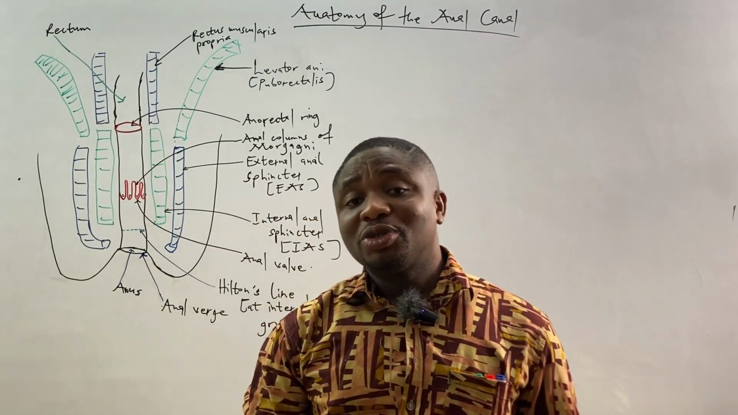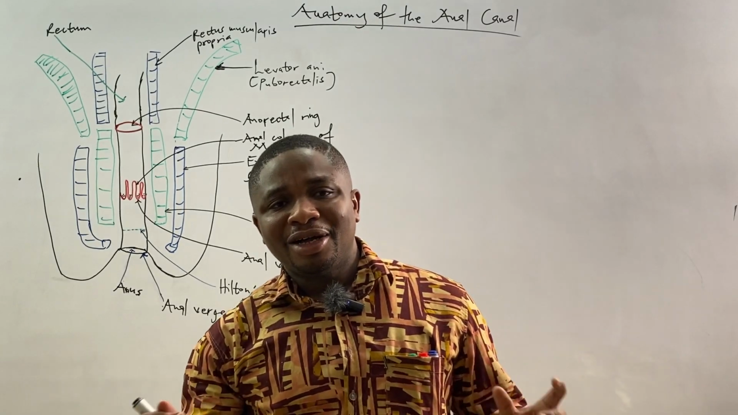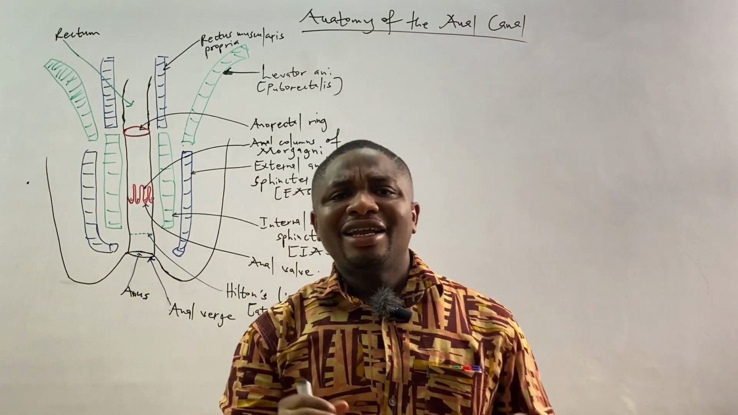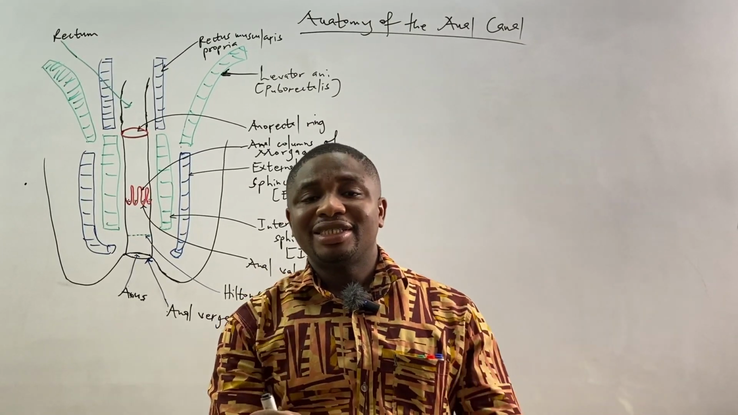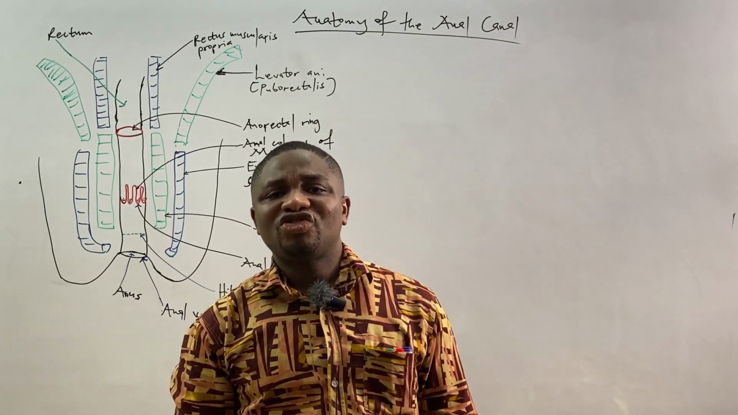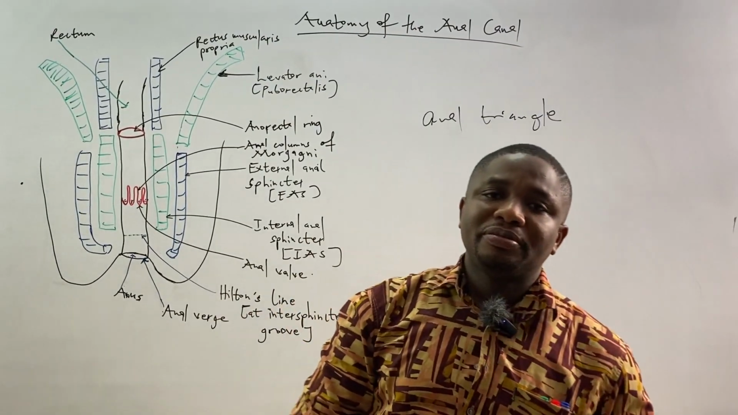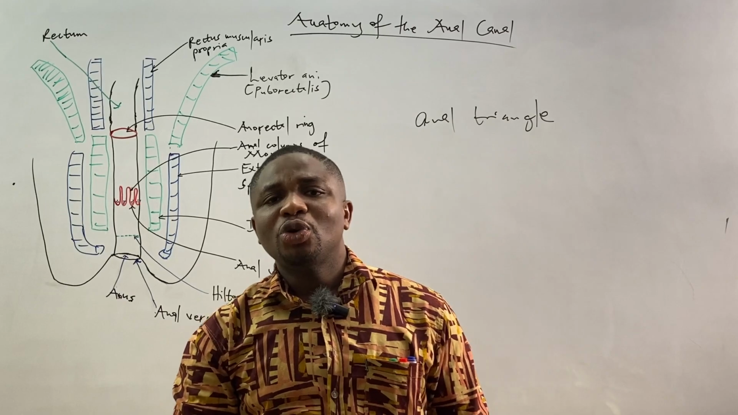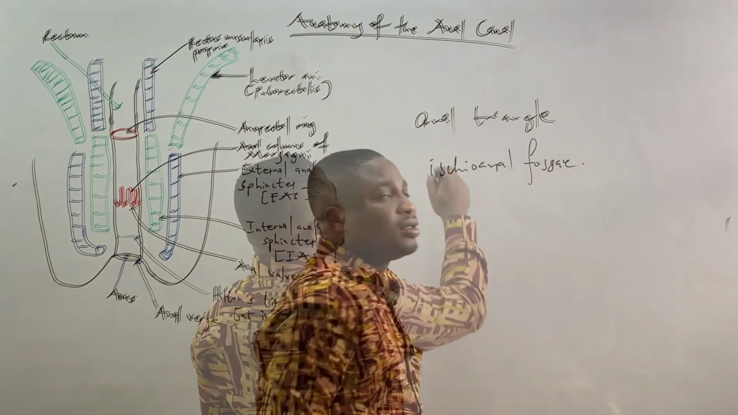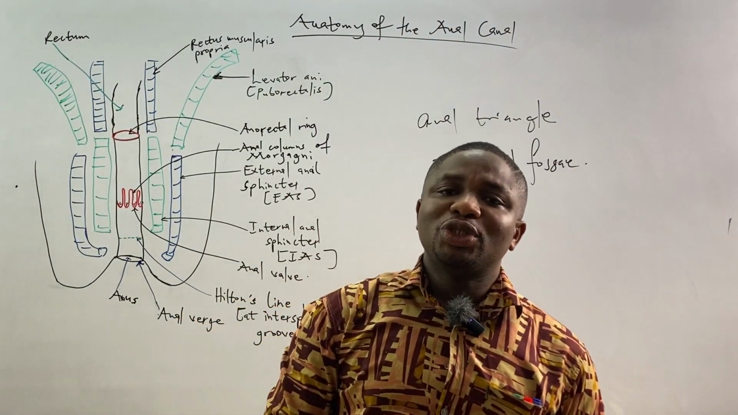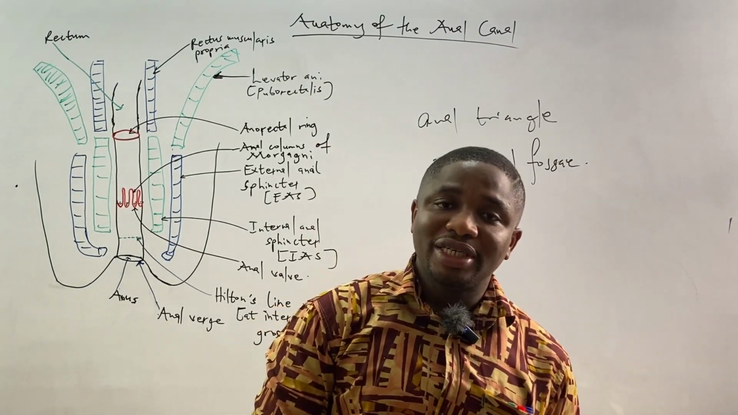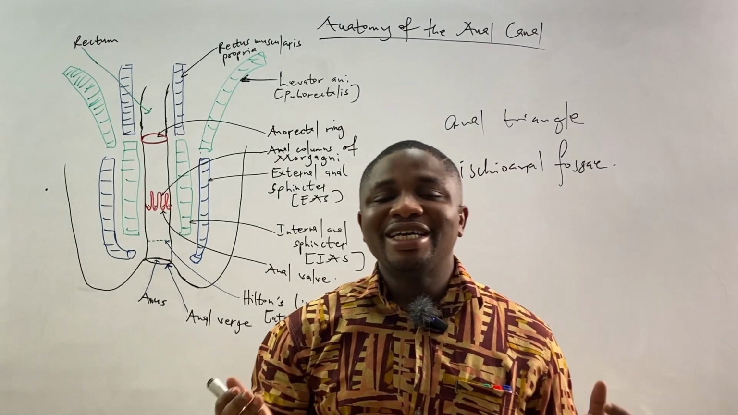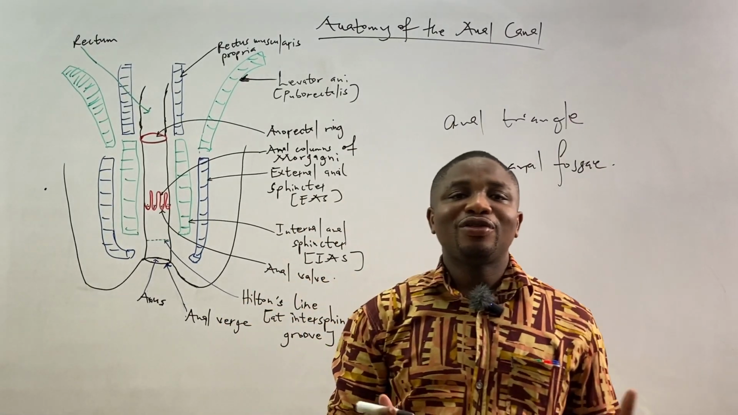We will also say that, with regards to its position, the anal canal is located within the anal triangle of the perineum between the right and left ischio-anal fossae. So once again, you should know that the anal canal is located within the anal triangle of the perineum between the right and left ischio-anal fossae.